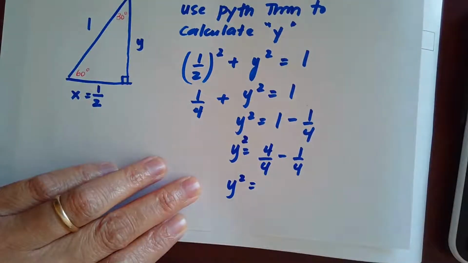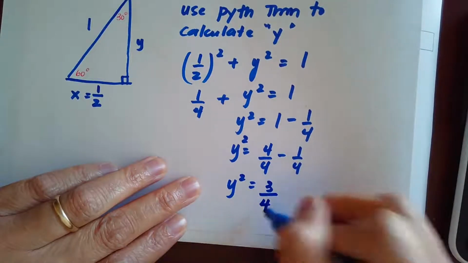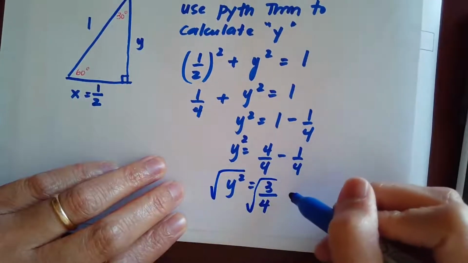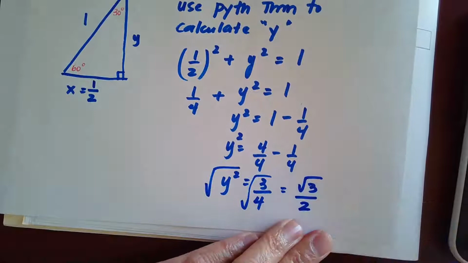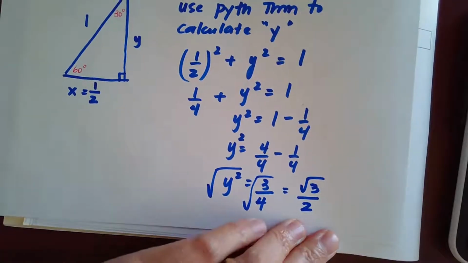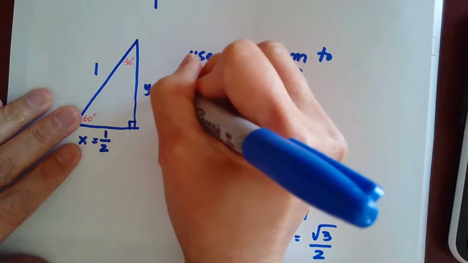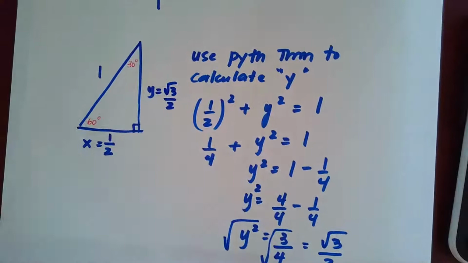So y squared is equal to 3/4. And then finally, we have to take the square root of each side. So that becomes √3/2. So √3/2, root of 3 over 2.